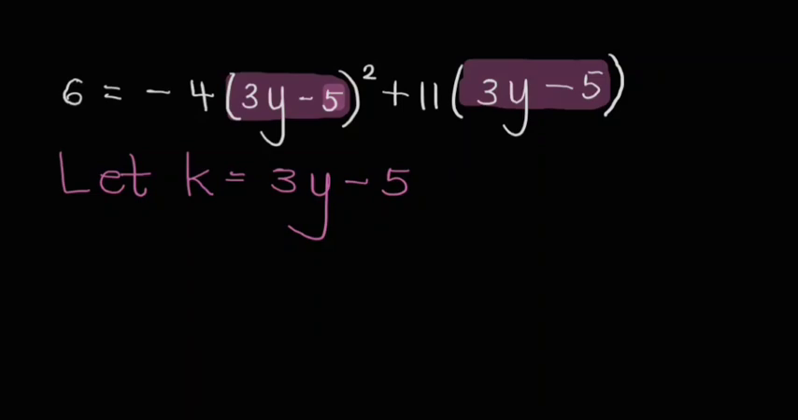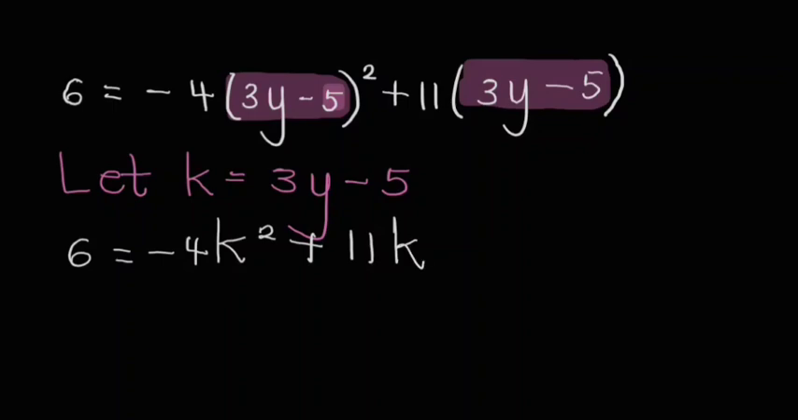Our next step is to rewrite this equation in terms of k. That gives us 6 is equal to negative 4. And notice here for this term, where you had 3y minus 5, it was squared. So all squared. That means that this term would be k squared plus 11, and this bracket 3y minus 5 is replaced with k.